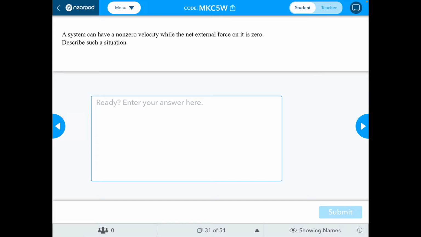So it says describe such a situation, but really there's one situation that this is true. If our system has non-zero velocity, it is moving. It has a velocity that is a quantity, a number other than 0. But it has net external force that's 0, which means, remember, net external force means that there's a change in motion, an acceleration. But if it's 0, then there is no acceleration. And if there's no acceleration, but there is a velocity, then our system is moving with constant velocity. And that is the only way this is possible.